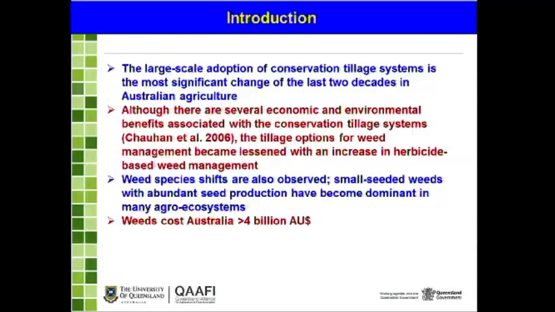Just for non-weeds people, a little bit of background: we now have conservation agriculture or conservation tillage systems, because there are several advantages we know, social, economical and environmental benefits, but we do not have the option of tillage to manage weeds. What happened then is that there are weed species shifts towards problematic weeds. Small-seeded weeds are becoming a big problem. And for your information, weeds cost Australia around $4 billion Australian dollars, in control as well as in losses.